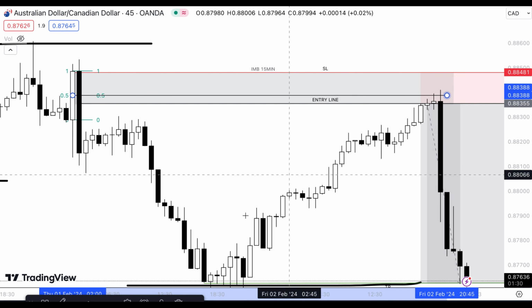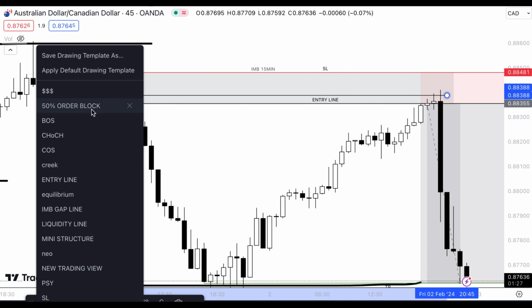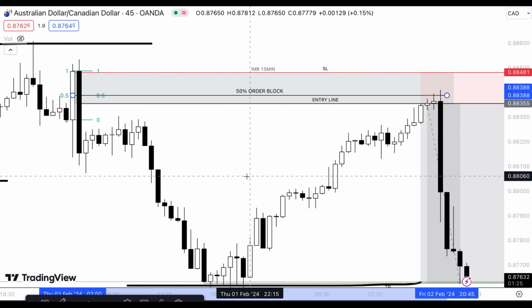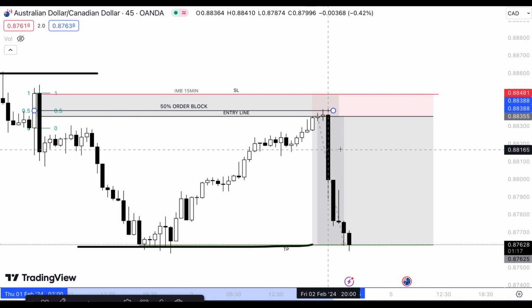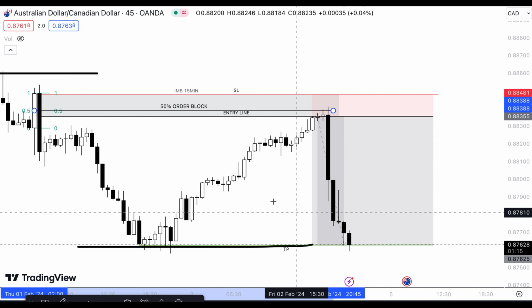Now you want to label that line 50% order block, because like I said, 50% usually gets filled by institutions in these order blocks because we trade the banks and institutions. That's why my trade went to profit this morning, because it was an institutional trade. That's why I went straight down.